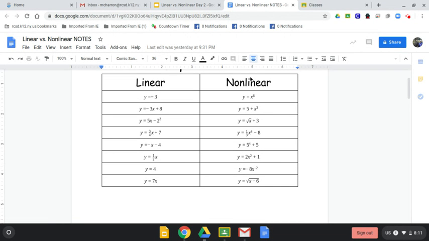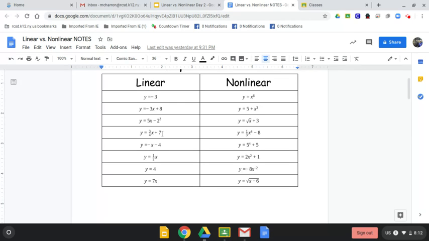So here we have just two columns, linear and nonlinear. Okay, y equals negative 3, horizontal line, that's linear. Y equals negative 3x plus 8, the exponent on the x is a 1, it's linear. This one right here is a little bit tricky. I do see an exponent other than 1, but notice it's not on the variable. We have y equals 5x minus 2 to the third power. If you remember, 2 to the third power is just 8. So this is really y equals 5x minus 8, just written in a different format. So this is still linear.